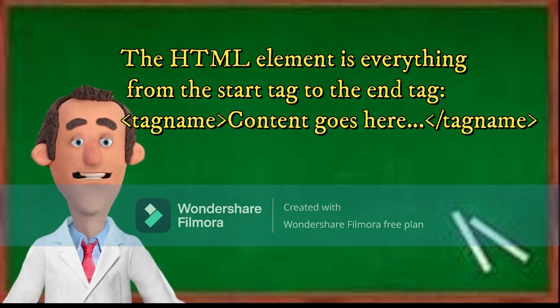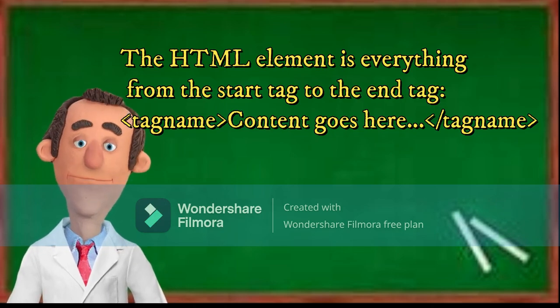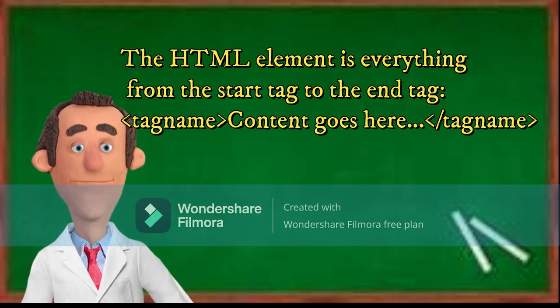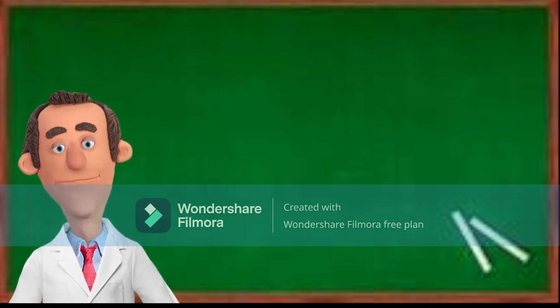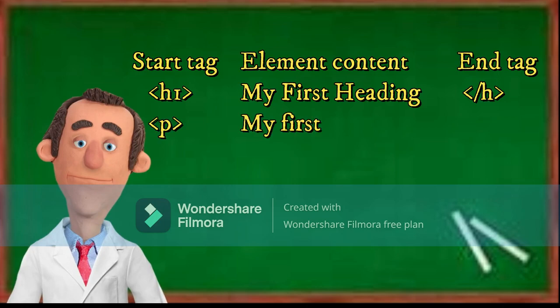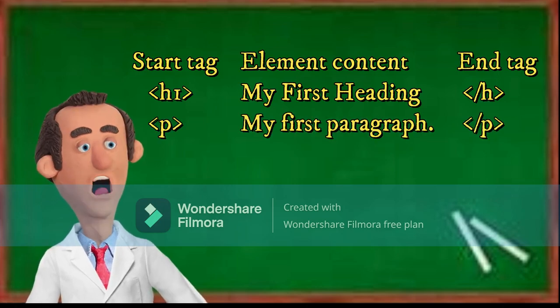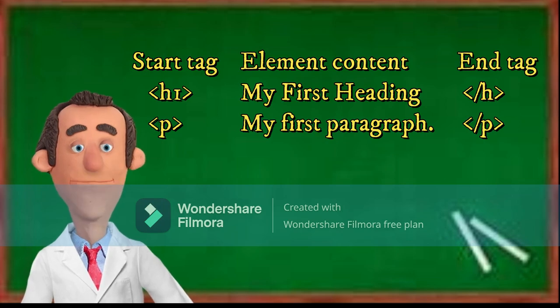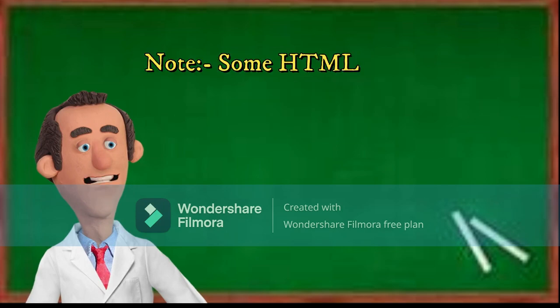The HTML element is everything from the start tag to the end tag. Tag name, content goes here, /tag name. Examples of some HTML elements are: H1 is the start tag, my first heading is the content, and /H1 is the end tag. Similarly, P is the start tag, my first paragraph is the content, and /P is the end tag.